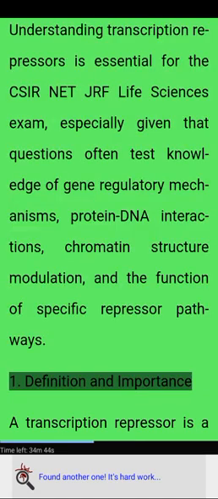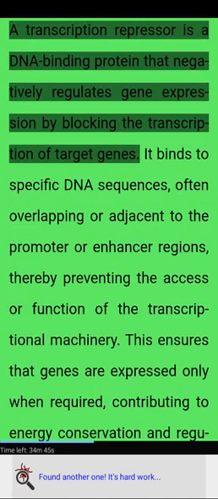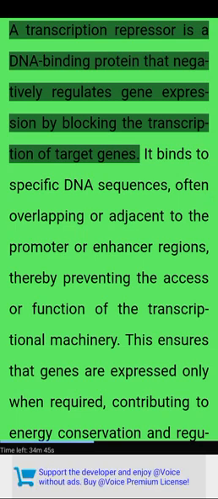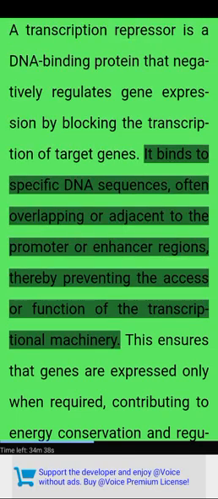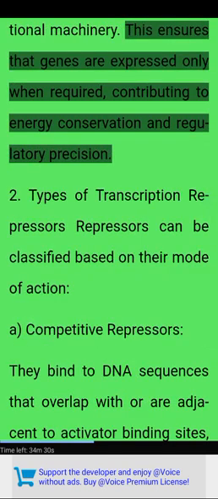1. Definition and importance. A transcription repressor is a DNA binding protein that negatively regulates gene expression by blocking the transcription of target genes. It binds to specific DNA sequences, often overlapping or adjacent to the promoter or enhancer regions, thereby preventing the access or function of the transcriptional machinery. This ensures that genes are expressed only when required, contributing to energy conservation and regulatory precision.